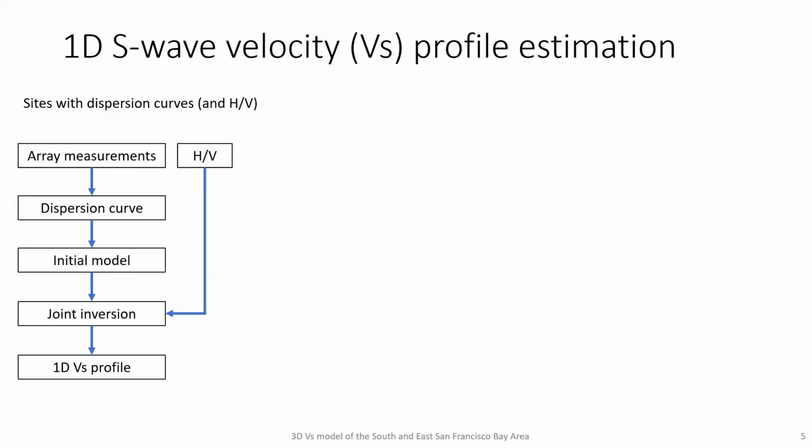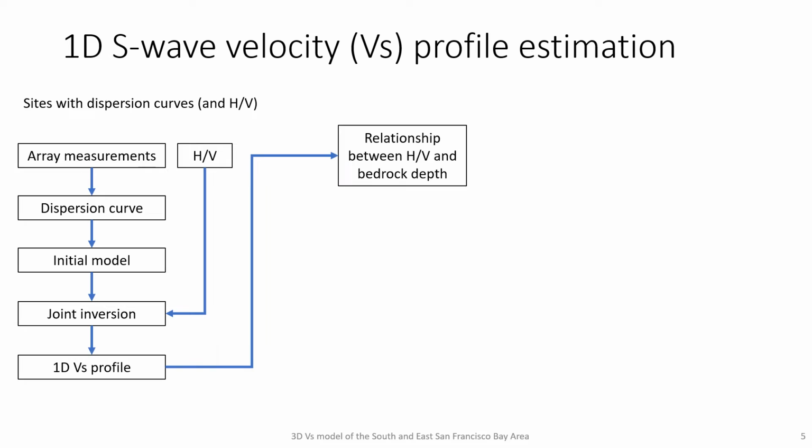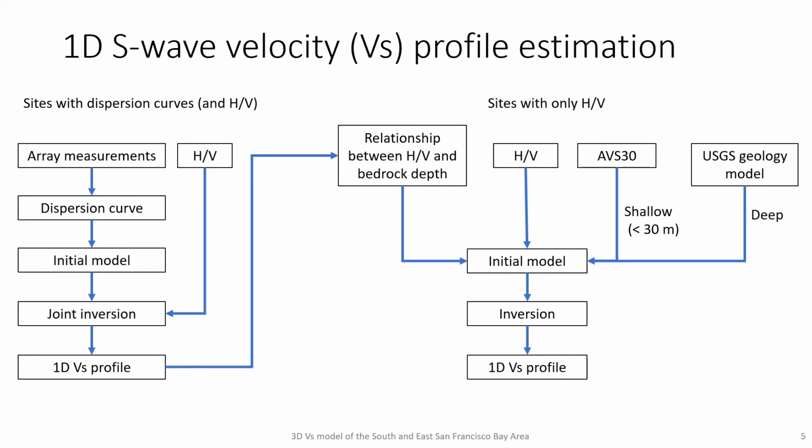At the site we carried out array measurement, we calculated dispersion curves and estimated VS profiles using joint inversion together with H over V. We summarized the relationship between H over V peak frequencies and bedrock depths obtained from array measurements. The site we only measured the H over V, we constructed initial velocity model based on VS30 information, geological information, and bedrock depths estimated by H over V peak frequency, then applied inversion to estimate VS profiles.